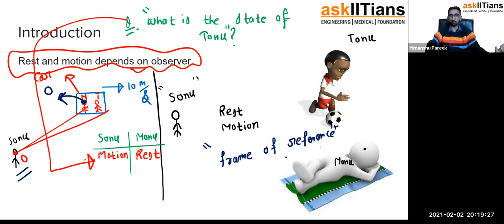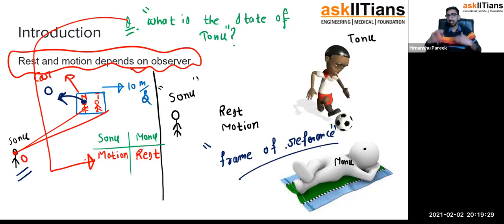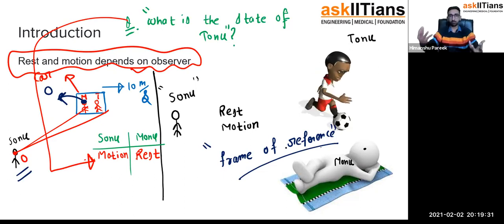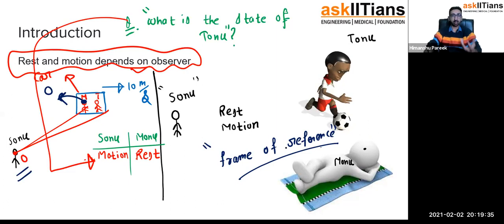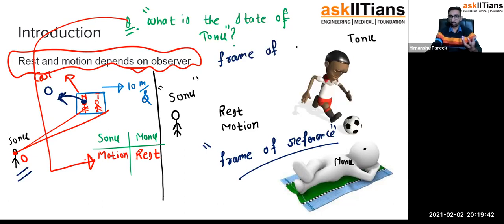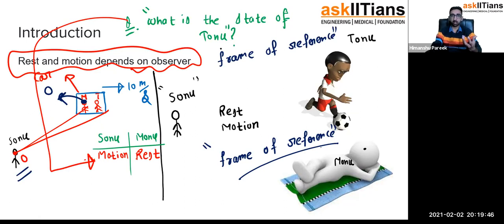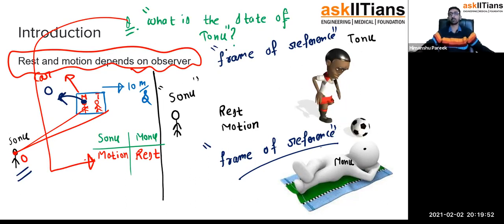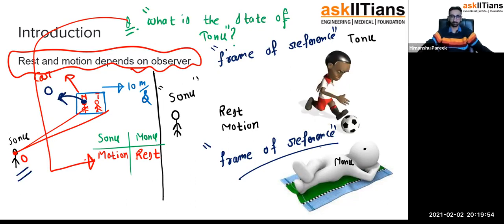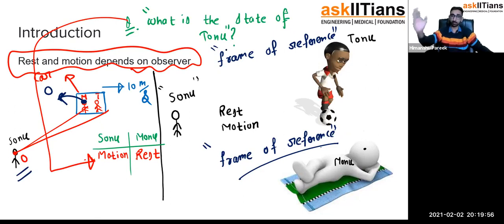So that is the meaning of frame of reference. So if I say it in another way, you should be confused now. Rest and motion depends on the observer. Okay. Rest and motion depend on the frame of reference. Yes, that is also correct. So this is what you will find in good books, that rest and motion is not absolute, it depends on the frame of reference. We make all the observations, that is called a frame of reference.